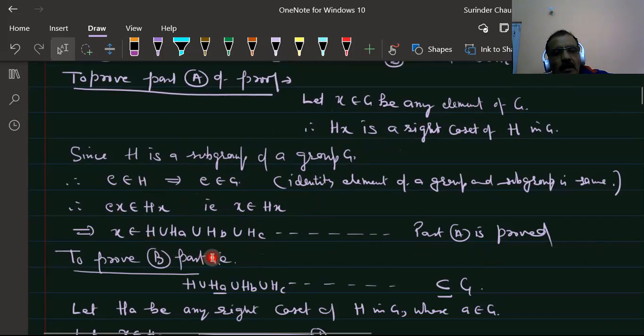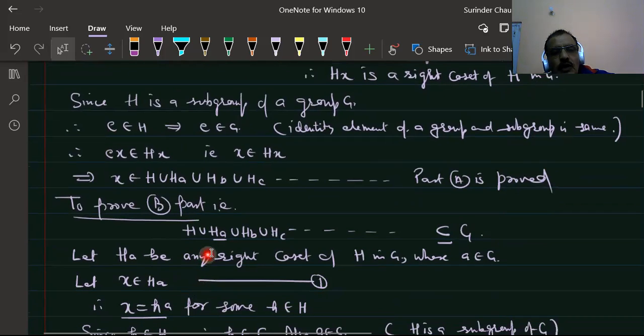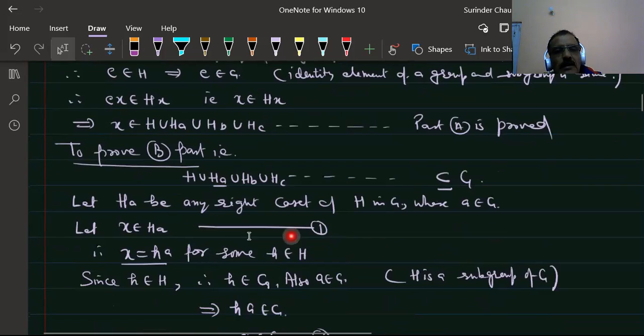Now let us do the second part, that is, H union Ha union Hb union Hc union and so on to infinity is a subset of G. Let Ha be any right coset of H in G where a belongs to G. So let x belong to Ha. If x belongs to Ha, then x will be of the type ha for some h belonging to H.